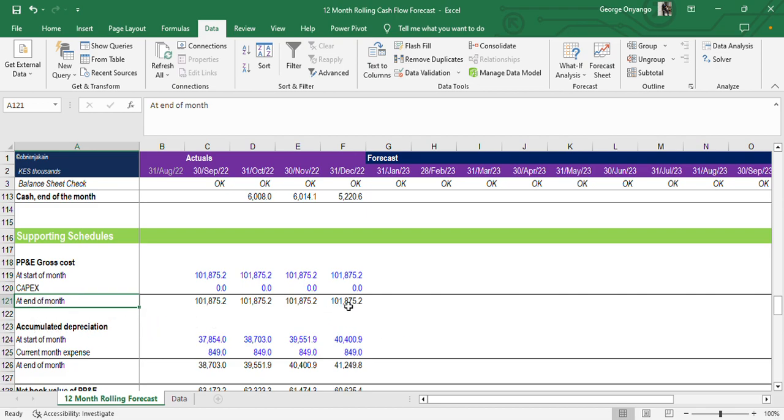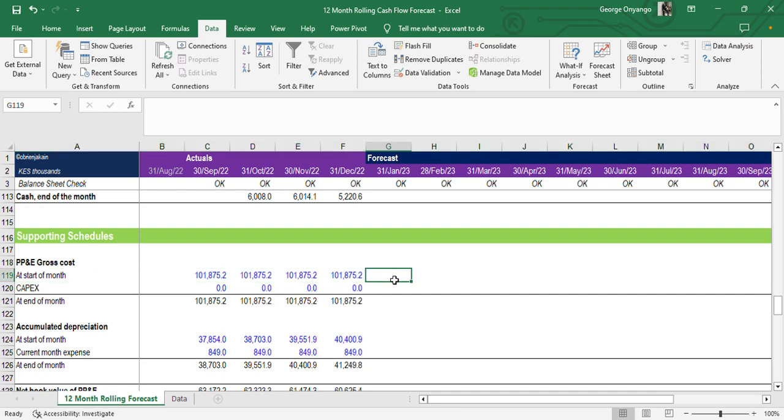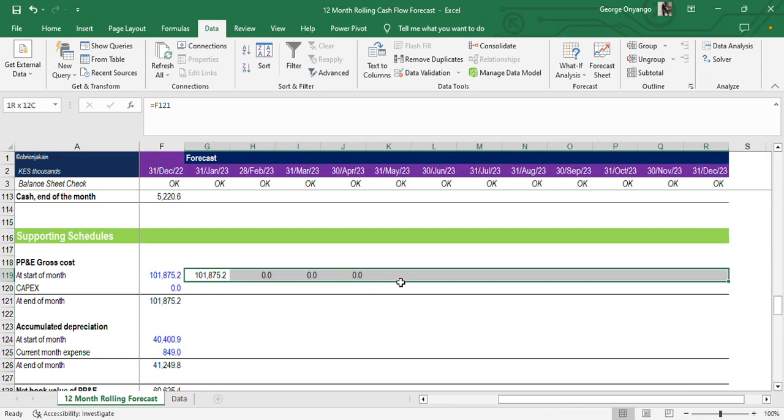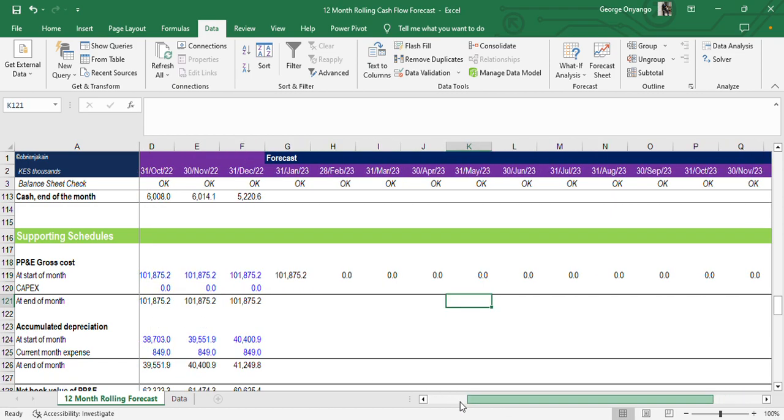So from here we understand that these are the values of the property, plant and equipment at the end of the year. Then we have the capital expenditure for that particular month, not at the end of the year but at the end of the month. So for us to get the forecast for the PP&E at the beginning of the month, we're just going to equate this to the end of the month of December. We get that value, then we fill right, then we get that one is 0 because these are still zeros. We are going to calculate those.